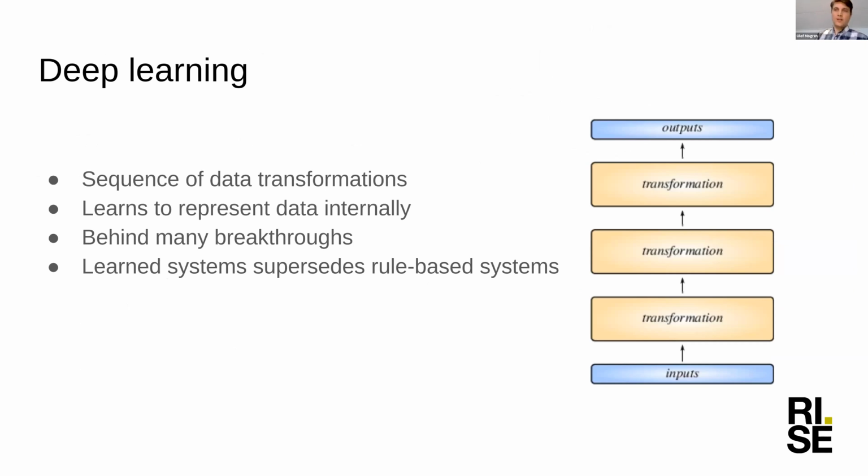So in the last few years, 10 or 20, a lot of the learning part that is actually replacing a lot of the older systems has been with deep learning. And this is a sequence of data transformations. They learn to represent data internally, and they are behind many of these breakthroughs. So many times when you see headlines about AI in the news, it's actually deep learning under the hood.